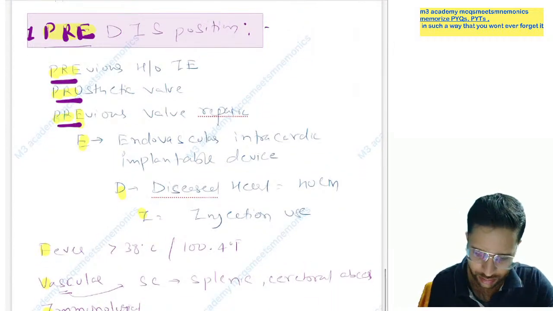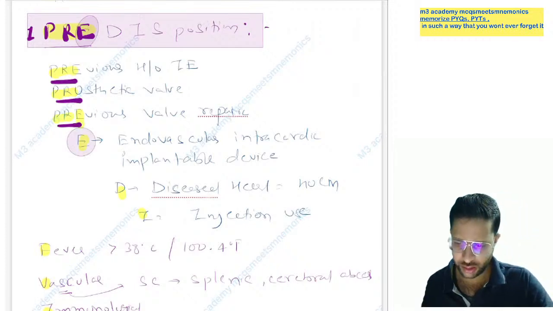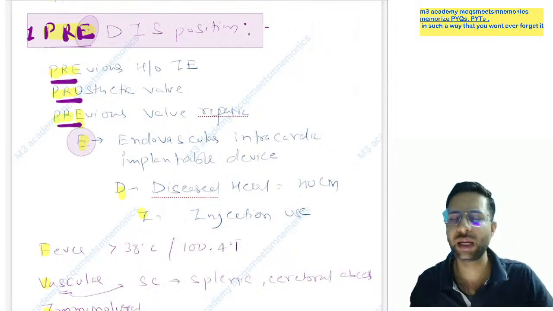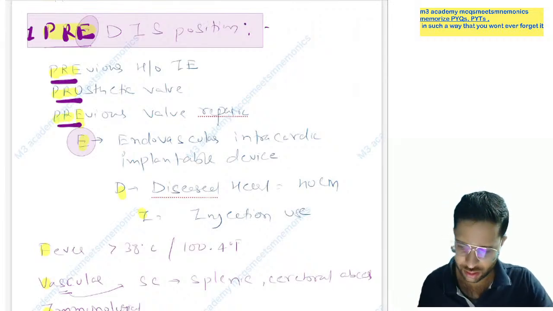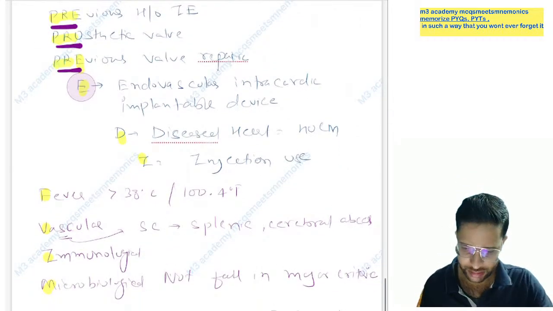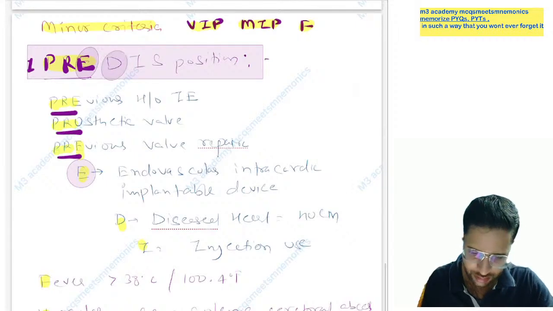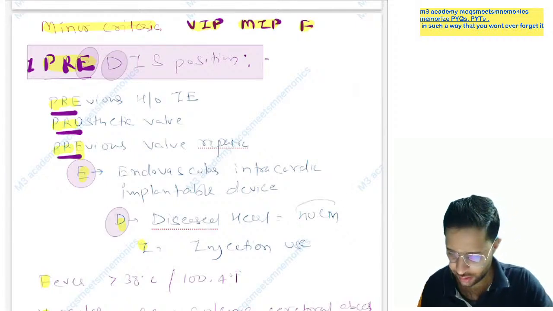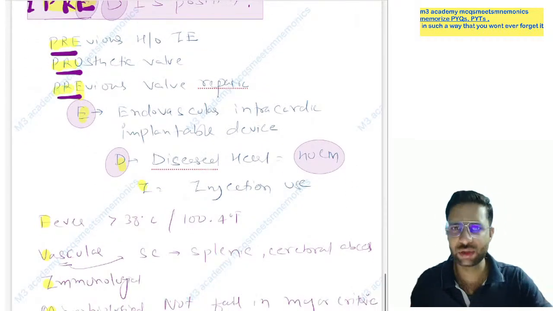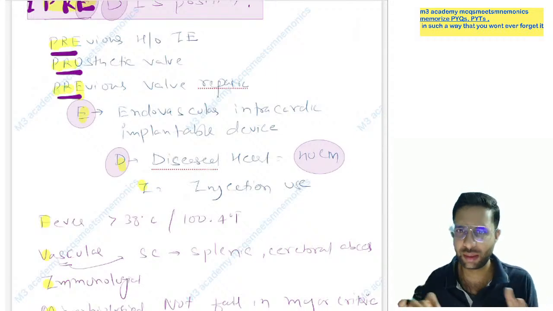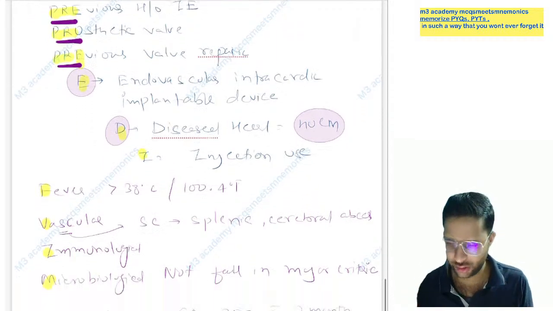Now, the next is E. E you can remember as endovascular intracardiac implantable device, meaning CIED. And D in the predisposition, D for the disease of the heart, means HOCM, hypertrophic cardiomyopathy. We already discussed HOCM in detail with the beautiful mnemonic 1, 2, 3, 4, ABCD and the story of the 3D. You can revise.